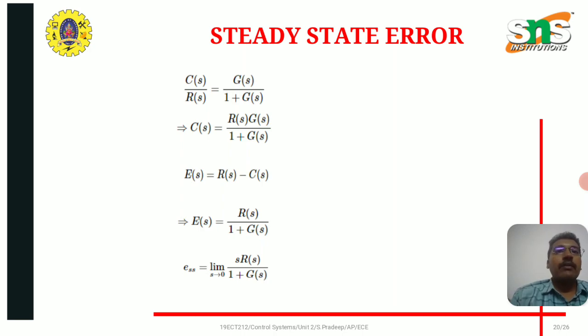C of s by R of s equal to G of s divided by 1 plus G of s, where C of s equal to R of s into G of s divided by 1 plus G of s, E of s equal to R of s minus C of s, E of s equal to R of s divided by 1 plus G of s. So E equal to limit s tends to 0 s into R of s divided by 1 plus G of s.